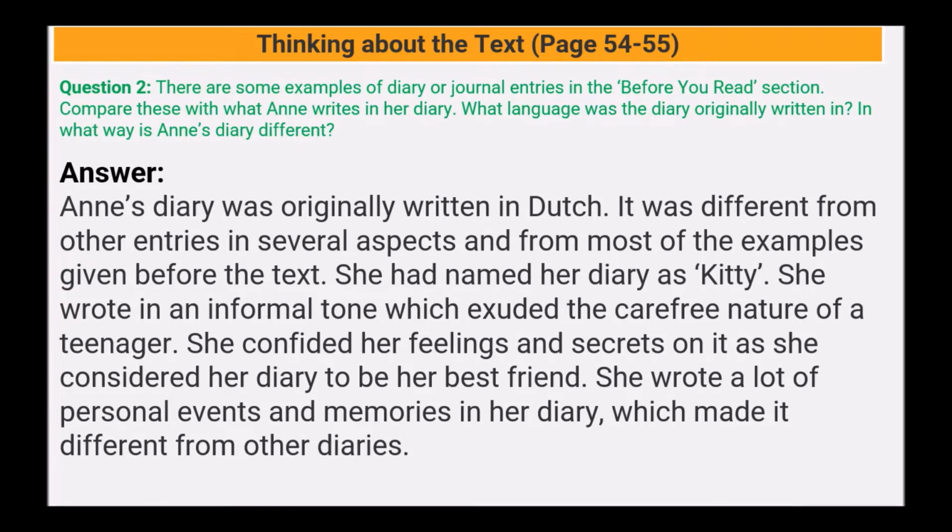She wrote in an informal tone which exuded the carefree nature of a teenager. She confined her feelings and secrets to it as she considered her diary to be her best friend. She wrote a lot of personal events and memories in her diary, which made it different from other diaries.